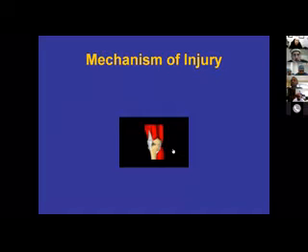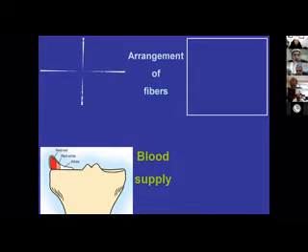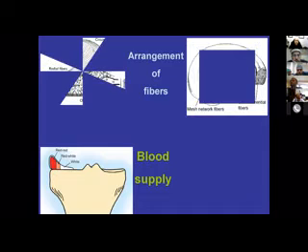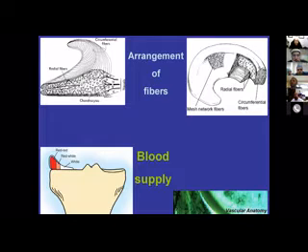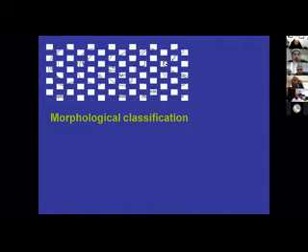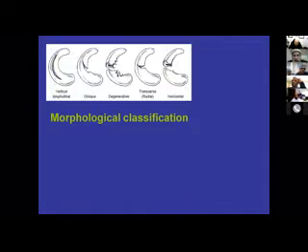So indicating a twisting injury, stretching injury to the medial collateral ligament, as well as twisting injury to the medial meniscus. Arrangement of fibers also discussed by Dr. Kazim, and blood supply. So I guess we will skip that. I'm sorry for the overlap, but I guess whenever there are multiple people, this can happen. So now the morphological classification.